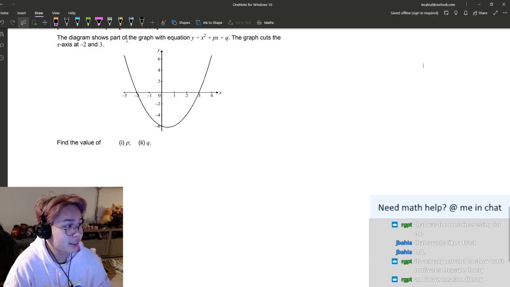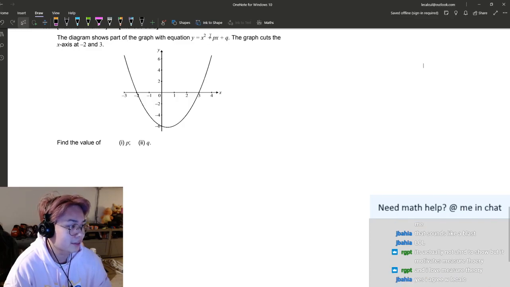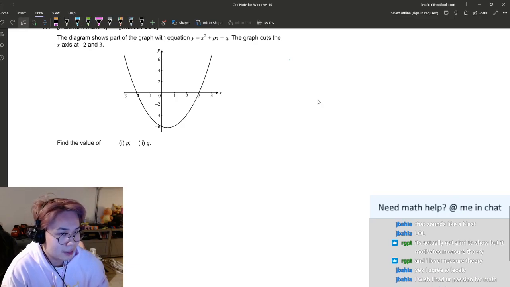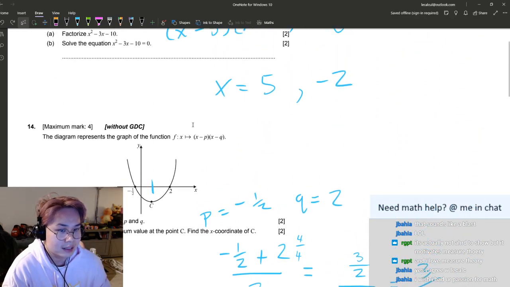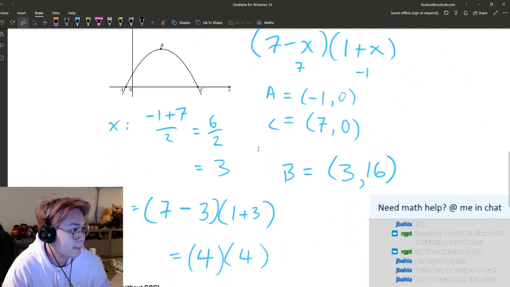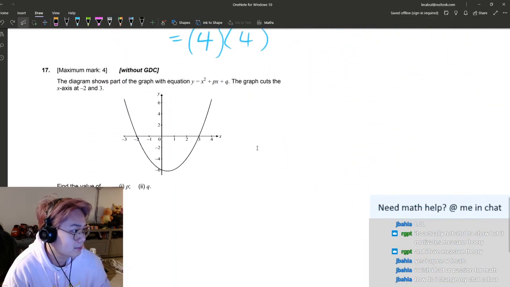Okay, this diagram shows part of this graph. And then we know the graph cuts the x-axis at here, so here's my x-intercepts. And then we need to find the value p and q. P and q are different than the p and q. If you're one of my students, these p and q's are not the same as the p and q's in the factored form, like this one right here. So try not to get that confused.